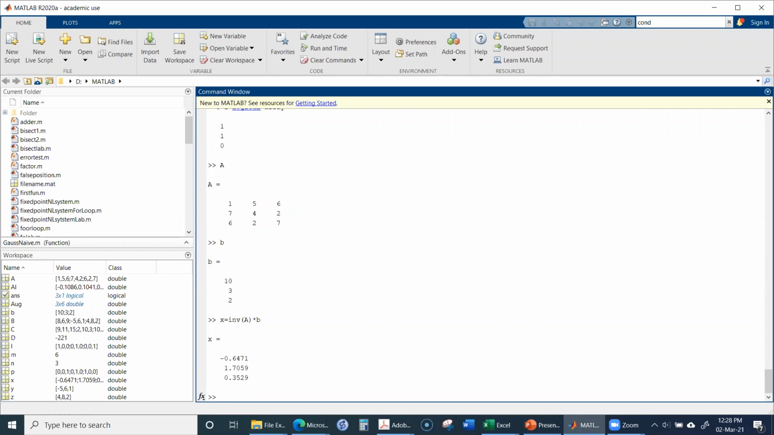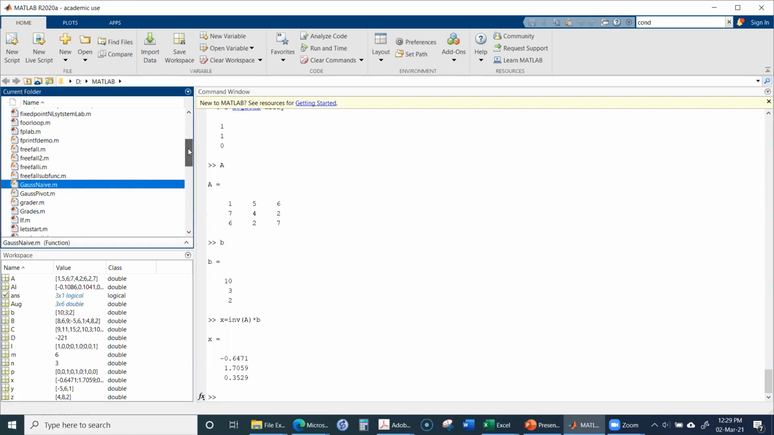So that was the solution. Now let's talk about some of the script, and that will be the stuff, I think, for your assignment. In this case, I will not be developing the script over here. I have a ready-made script available with me. I have this script named Gauss naive. Later on, I will share this script with you on Moodle.